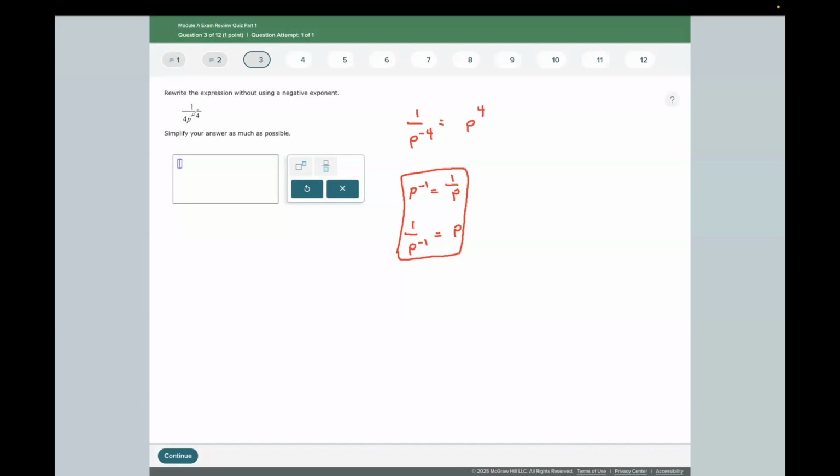The other thing that I see as a really common mistake is notice that the negative 4 is only attached to p. So some students want to do 4 to the negative 4. But if we wanted that, you'd have to put parentheses around the whole expression. So 4p to the negative 4 is not the same as (4p) to the negative 4. In this case, the 1/4 is left alone, so it should be 1/4 times p to the 4. Another way of writing that is p to the 4 over 4.